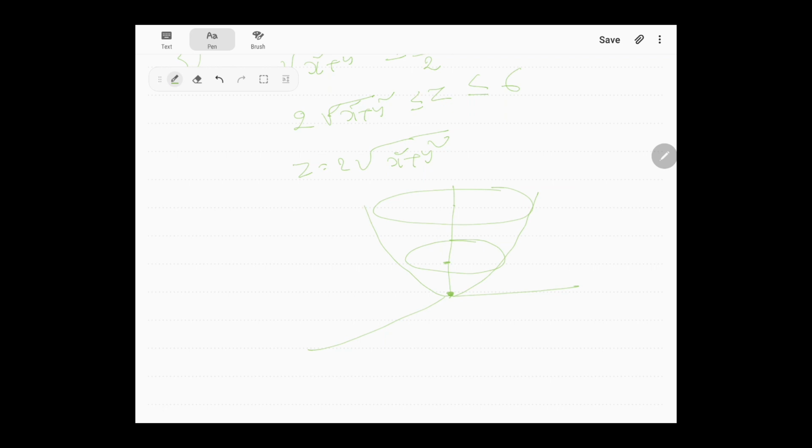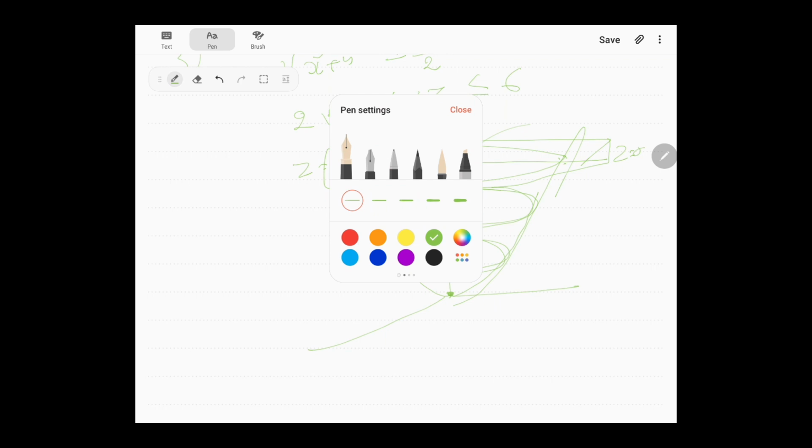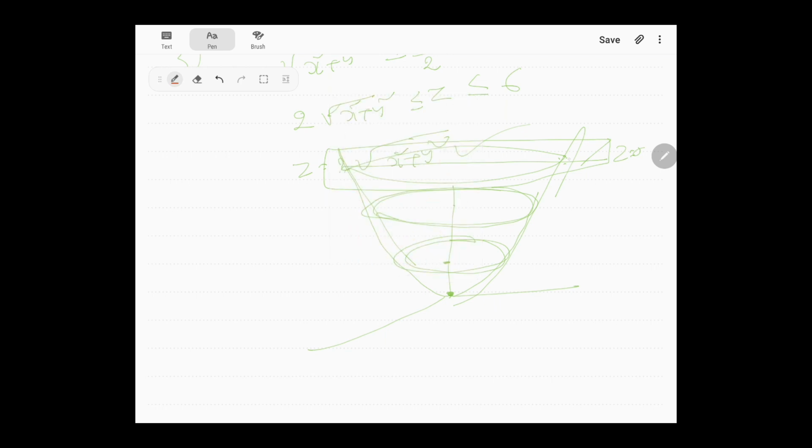So this is the curve it represents. This is a paraboloid in fact. And z is equal to 6 is another plane. So this is the plane z is equal to 6. And if I take the projection of this on this plane, this is the projection you will get. So the projected part is this.